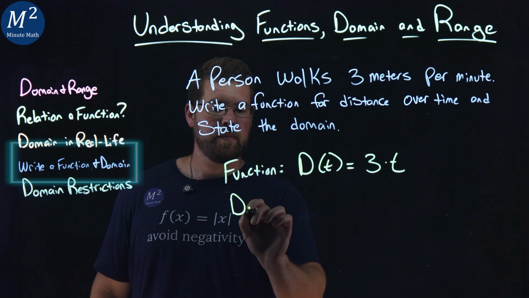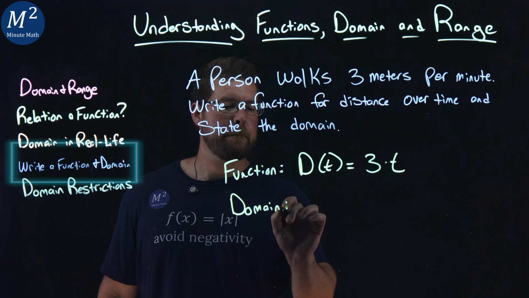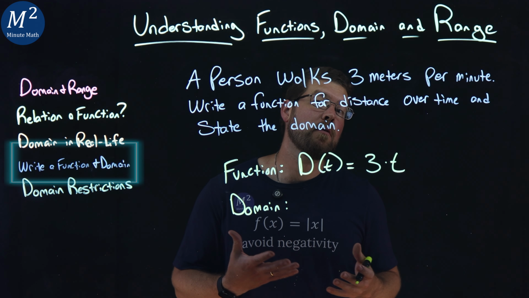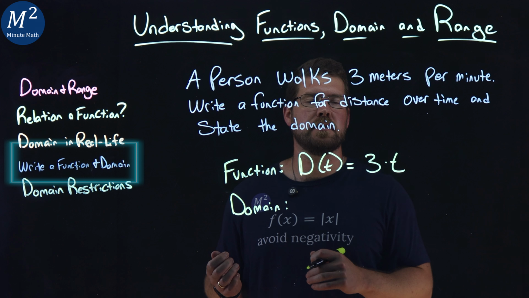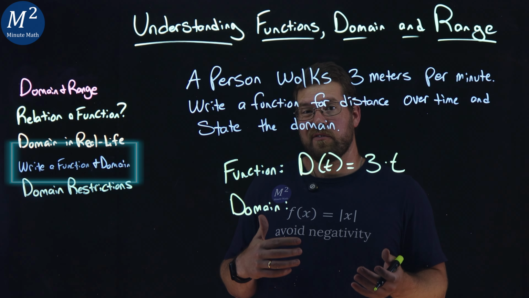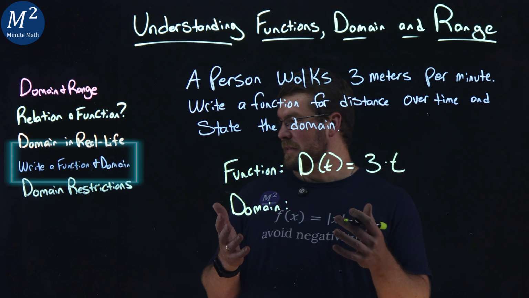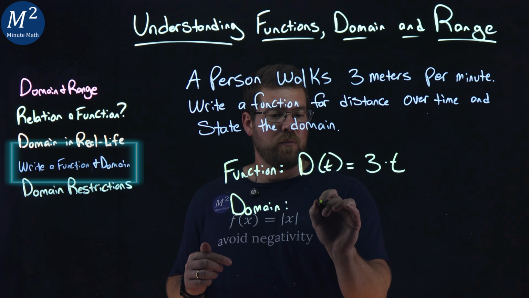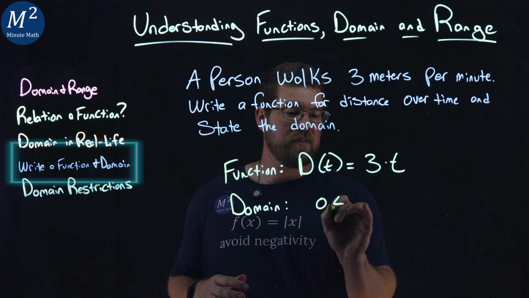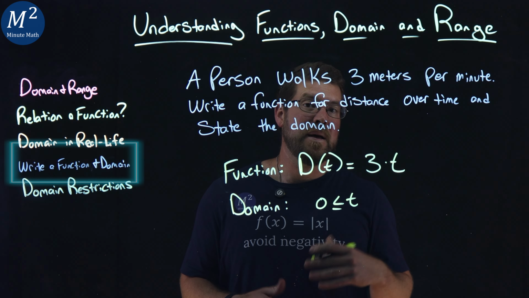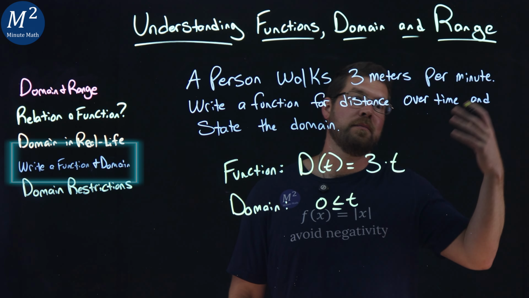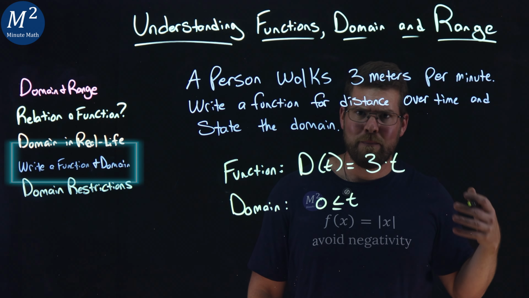What about our domain? Okay. Well, our domain is referring to our t values. What are the possible t values in this function? Well, the person can walk for 0 minutes, right? We can walk for 0 minutes. And so we have 0 here as being less than or equal to t, which can go on forever. Anything bigger, they can walk hypothetically forever, infinitely many minutes.